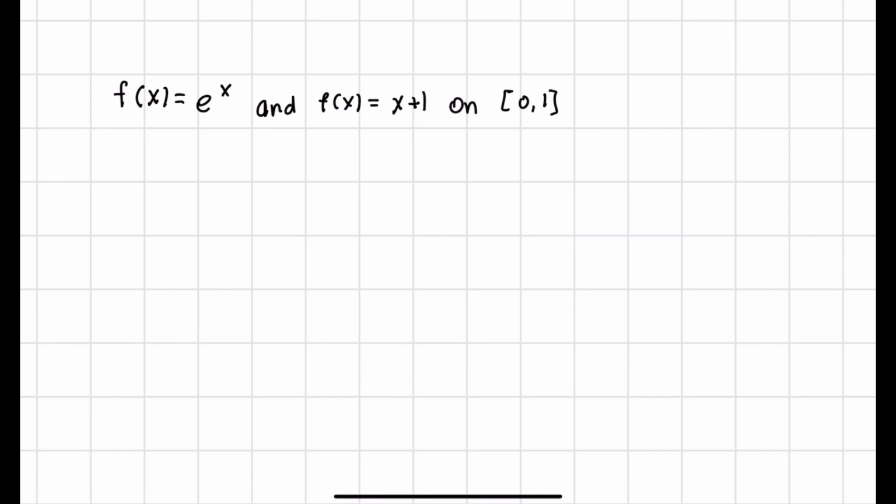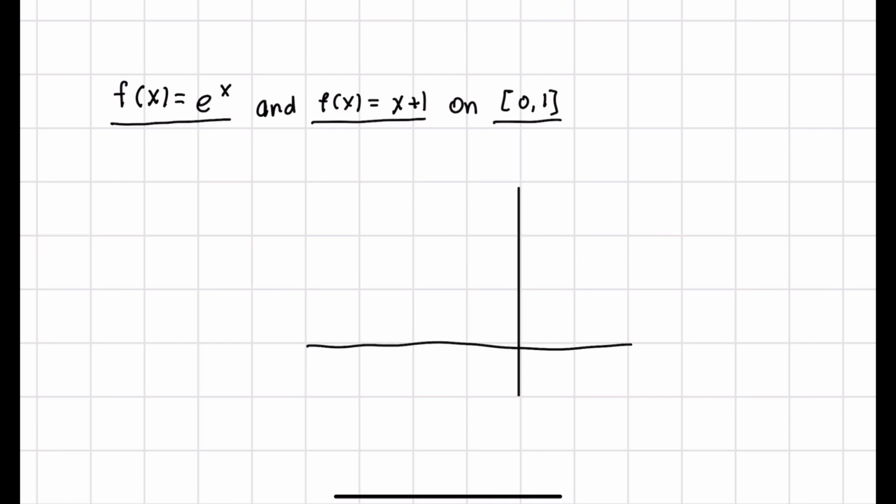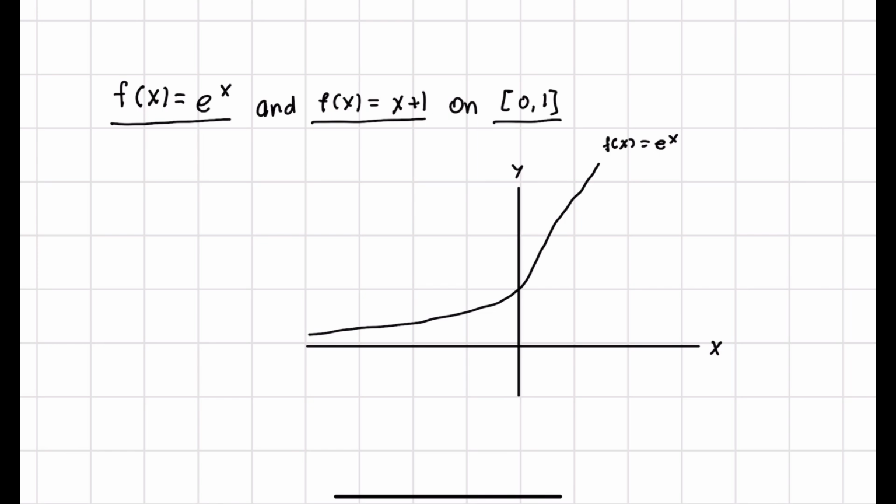In our next example, we have f of x equals e to the x, and f of x equals x plus 1, from the bound 0 to 1. So let's sketch this out quickly. So the function e to the x will look something like this. So f of x equals e to the x, and f of x equals x plus 1 will look something like this.